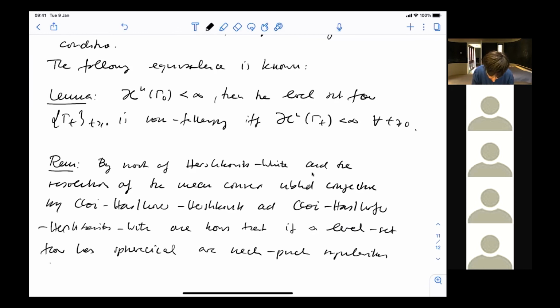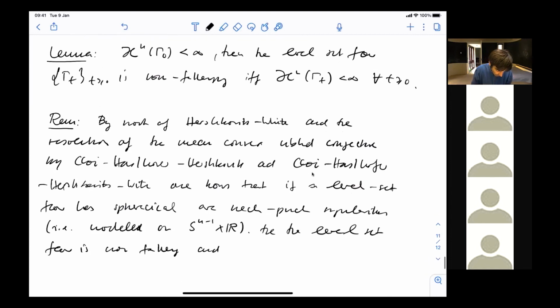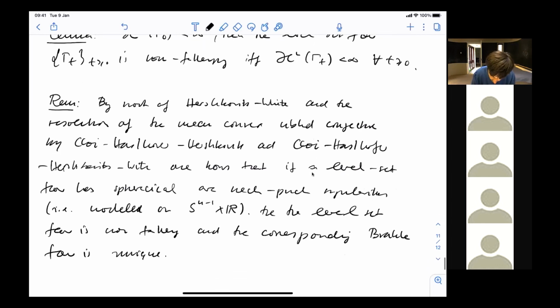i.e. modeled on shrinking cylinders, that's S^(n-1) times R, then the Levelset flow is non-fattening. And you can also show that the Brakke flow then also is unique, the corresponding Brakke flow is unique. Okay, a bit more details are in the notes. Just a tiny bit more.